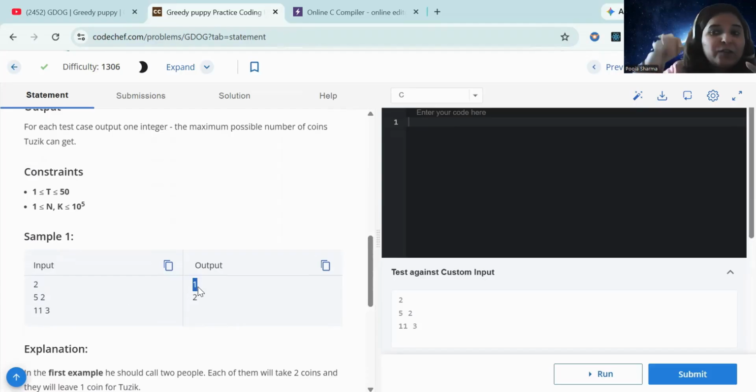Right? But it will check for each and every person that there are two persons. So it will create a loop, and within that loop, we will find the maximum and then print that maximum. You have to print that maximum.